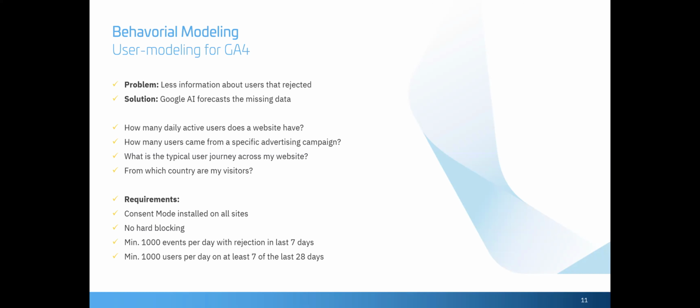And you need to have 1,000 users per day on at least 7 days of the last 28 days. So basically, again, you need to have 1,000 users, and on at least 7 days you need to have these 1,000 users. Only if all these criteria are met, only then behavioral modeling will happen. The reason why this is quite a high requirement is that for behavioral analysis you need more data in order to get a better profiling. Hence, it's nothing for small websites. If you want to have behavioral modeling, then you need to have a bigger website, let's say it this way.